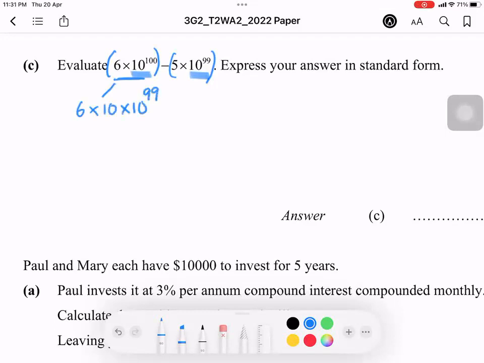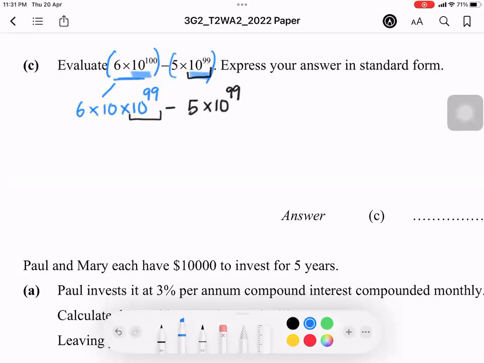Why do I need to do this? Because you notice, your calculator, the number is so big, your calculator can't even calculate it. I tried it a few times already. If not, you can try it also. So it doesn't work. So what can I do? I'm going to identify common factors. This one has a 10 to the power of 99 as well. So I'm going to split this out into 5 times 10 to the power of 99 as well.